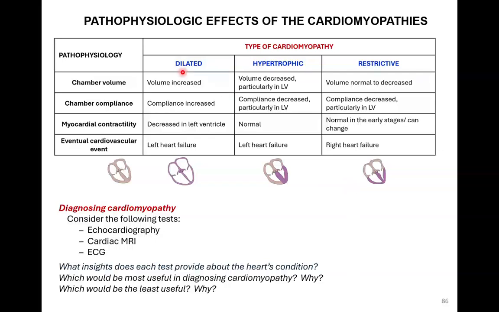So with dilated, the volume is increased because the compliance is increased, but the contractility is decreased. Eventually, you get left-sided heart failure, right? With hypertrophic, the volume is decreased, particularly in the left ventricle. The compliance is decreased because of the thickened muscle. The contractility is normal, right? You don't have a problem with contracting. But again, left-sided heart failure can be the eventual result. Why? Because this hypertrophic heart eventually loses its ability to contract.